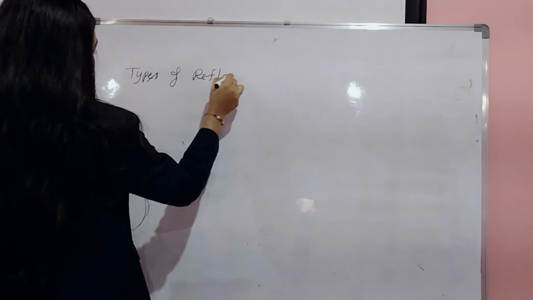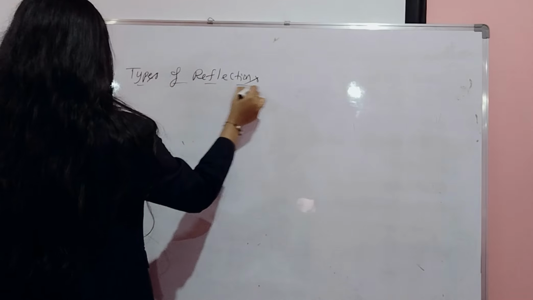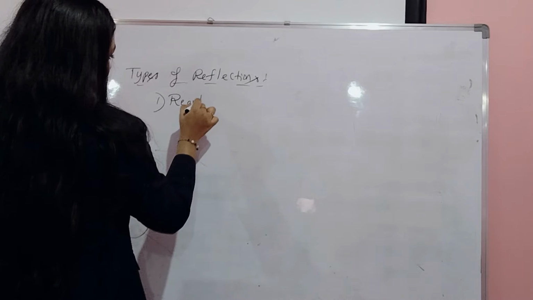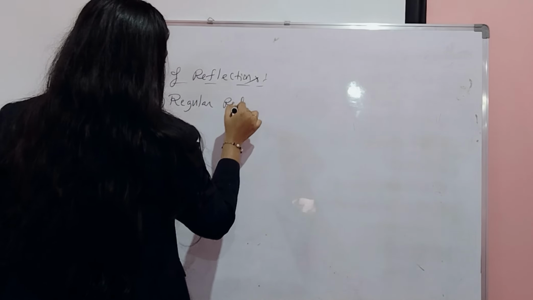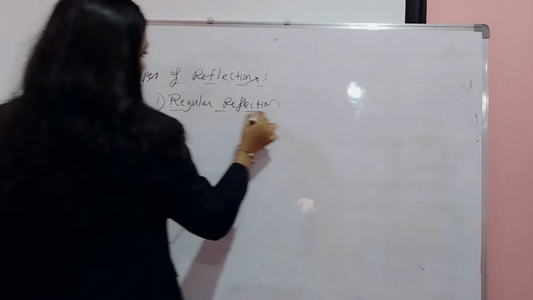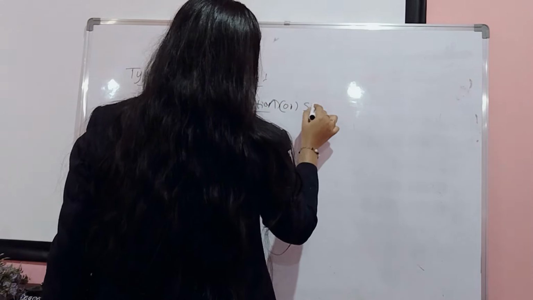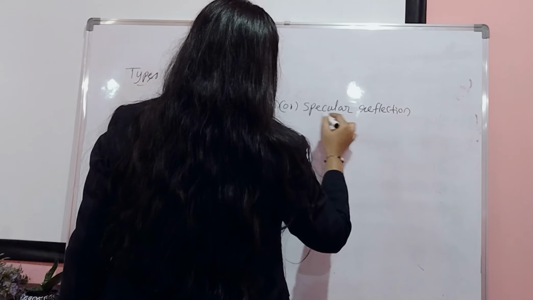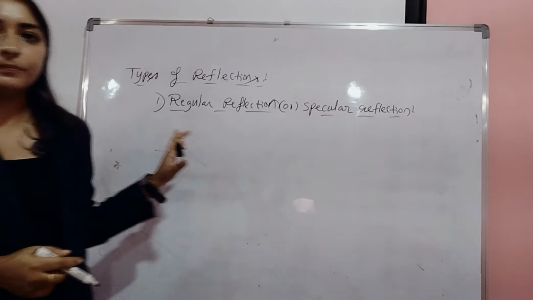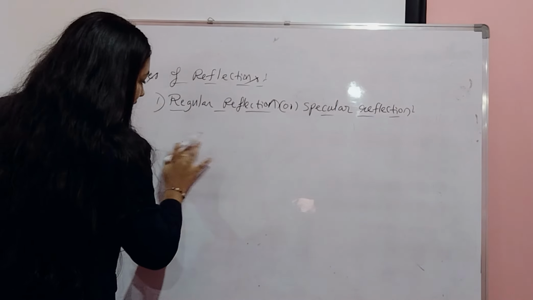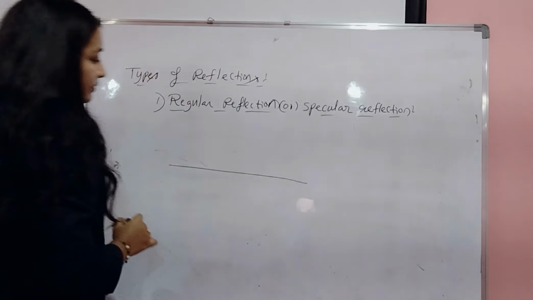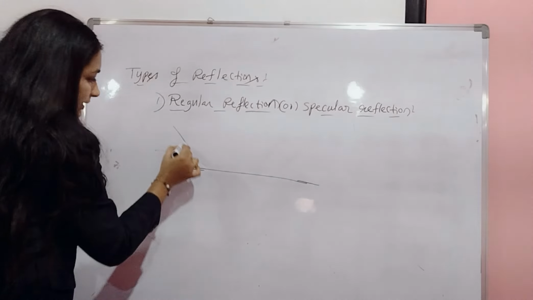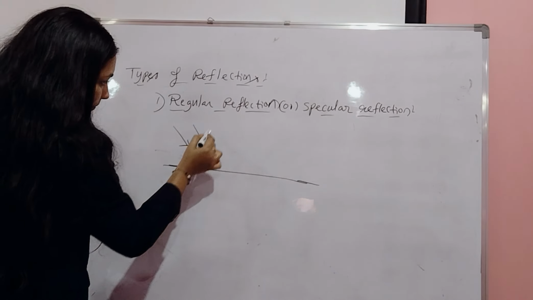Types of reflections. So the first one is regular reflection, also known as specular reflection. In this reflection, the reflection takes place on a highly polished surface, and we are incidenting a parallel beam.